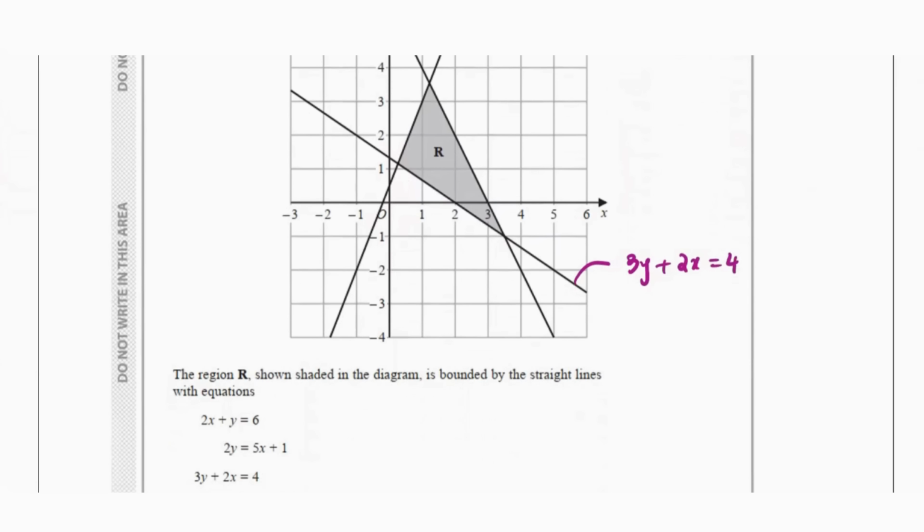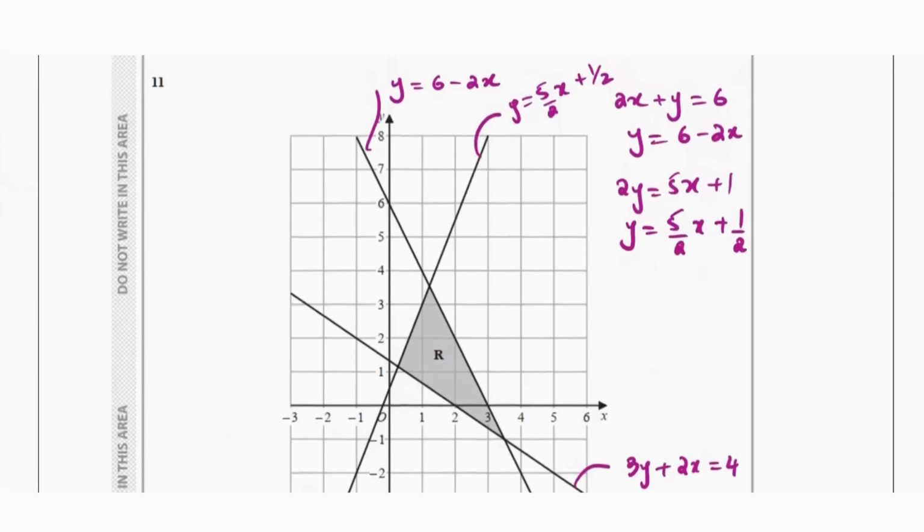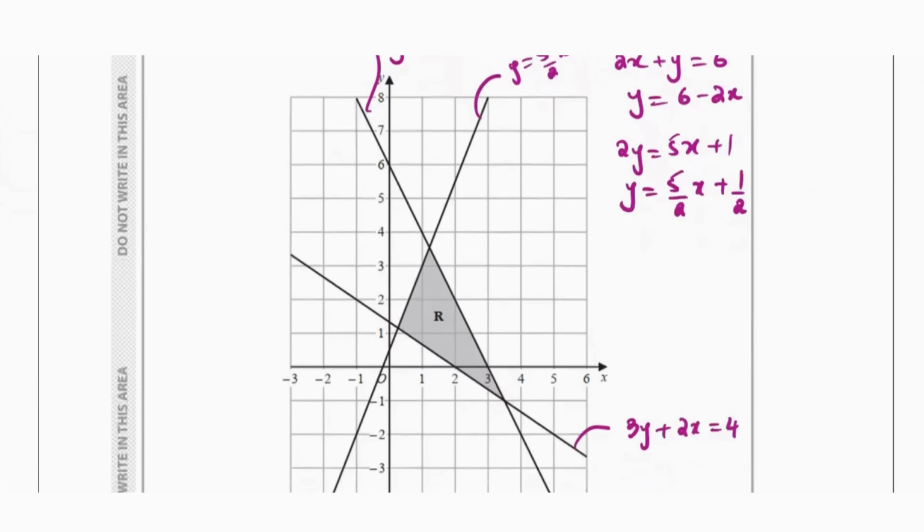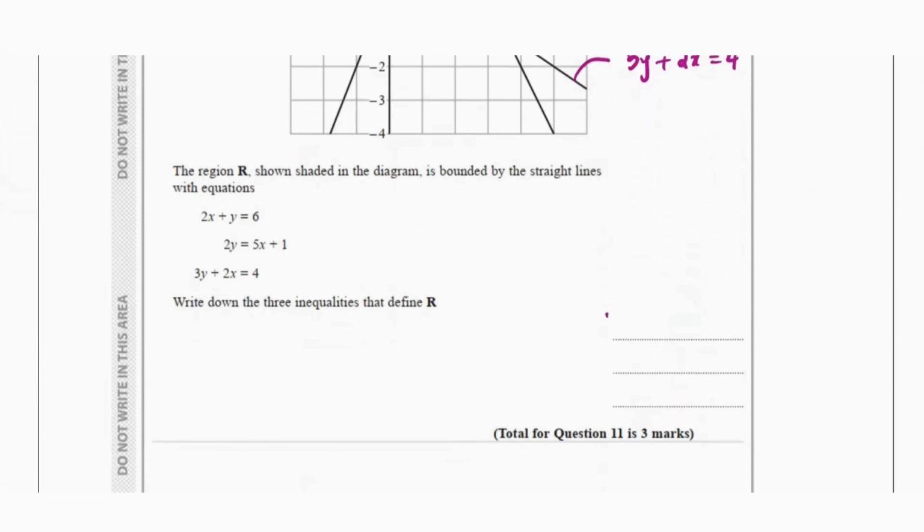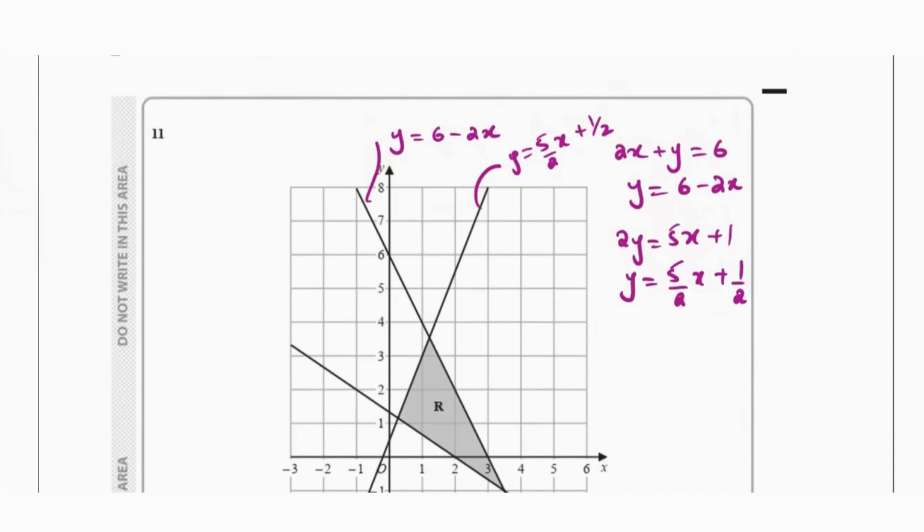Now let's determine the inequalities for each. Since we know that the graphs are solid straight lines, it's going to be either greater than or equal to, or less than or equal to. For the first one, you can see that the shaded area is underneath the graph, which means it's less than. So 2x plus y is less than or equal to 6. If the shaded area was above the graph, it would be greater than or equal to.